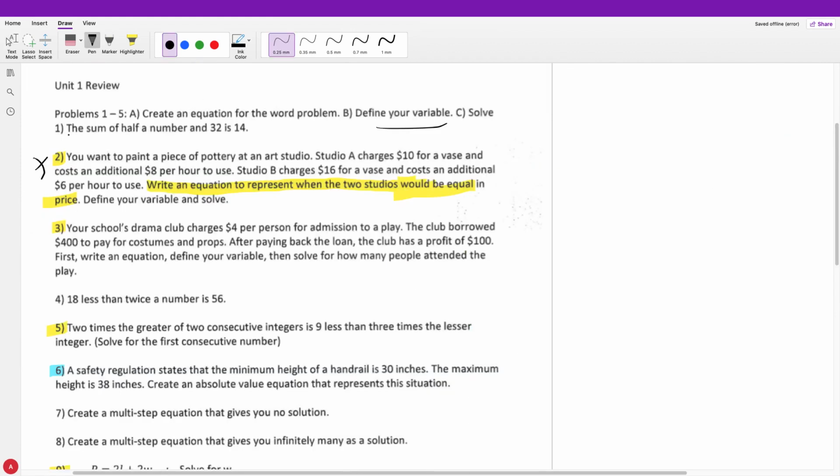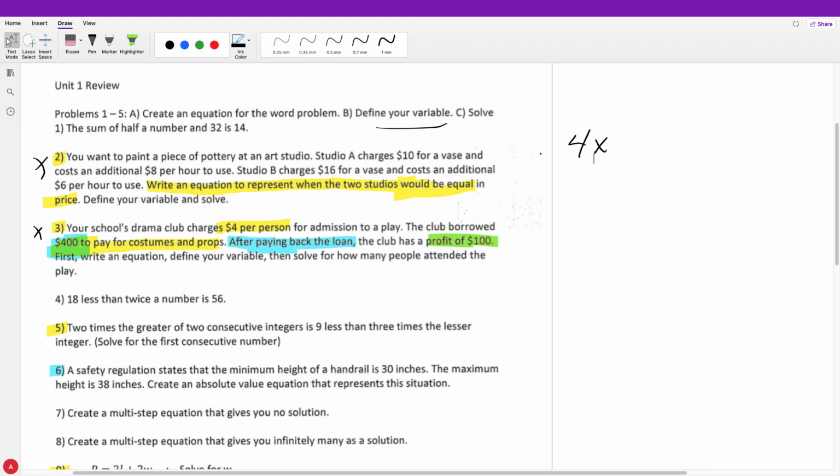All right, so now we're going to move on to question number 3. It says your school drama club charges $4 per person for admission to a play. So I'm going to highlight this because it's important information. The club borrowed $400 to pay for costumes and props. So that means right away they're $400 in negative because they borrowed that money. So after they pay back the loan, and when they say that, what we mean is after they paid back this $400 that they borrowed, they then made a profit. So they made $100. So when it's $4 per person for admission to the play, we can start off by writing that this is 4x.